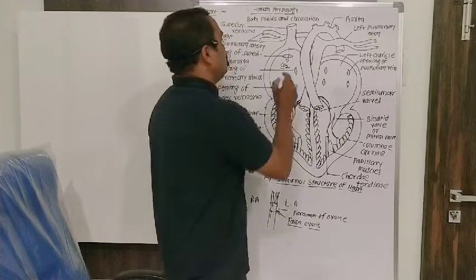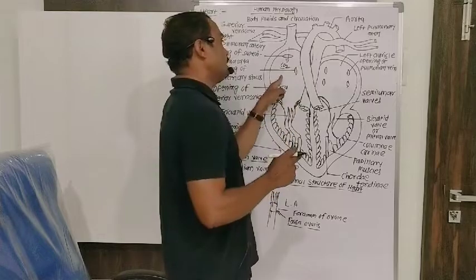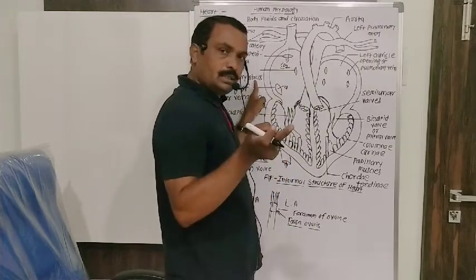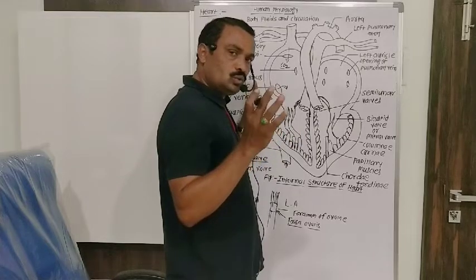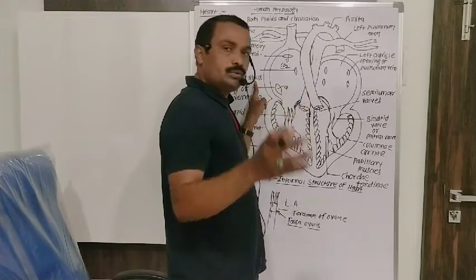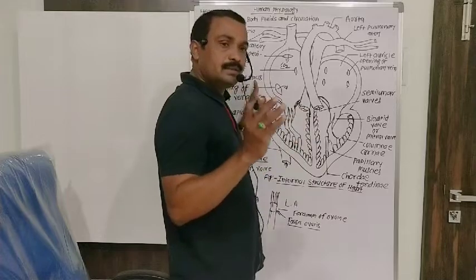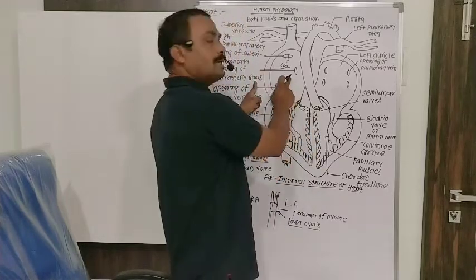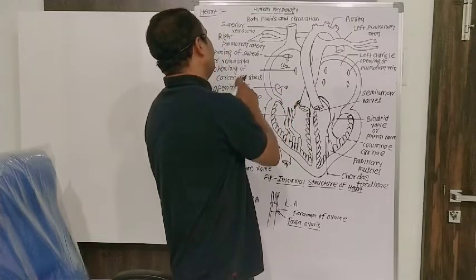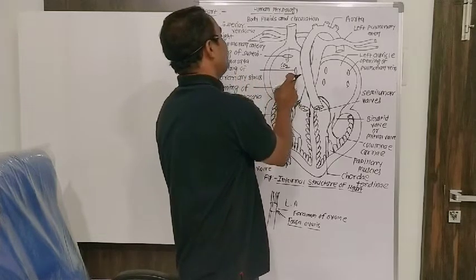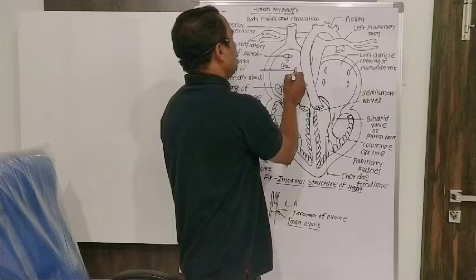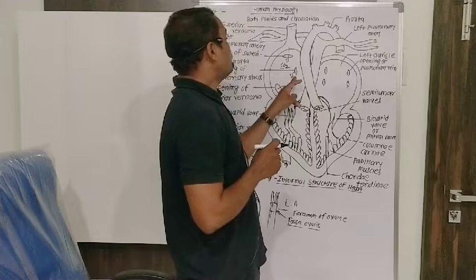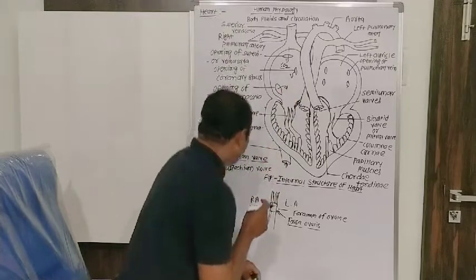Okay, now the third opening present in the right auricle is the opening of the coronary sinus. The right coronary artery and left coronary artery divide into capillaries. Capillaries unite to form coronary veins. Coronary veins join to form a sinus and open into the right auricle, that is the coronary sinus. The opening of the coronary sinus is also here, where the coronary veins open into the right auricle. This coronary sinus is guarded by the Thebesian valve.